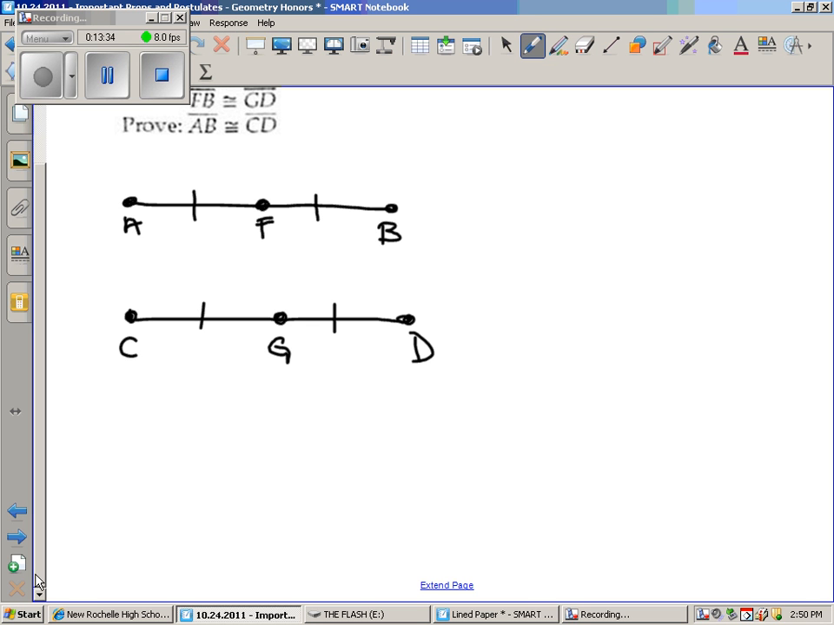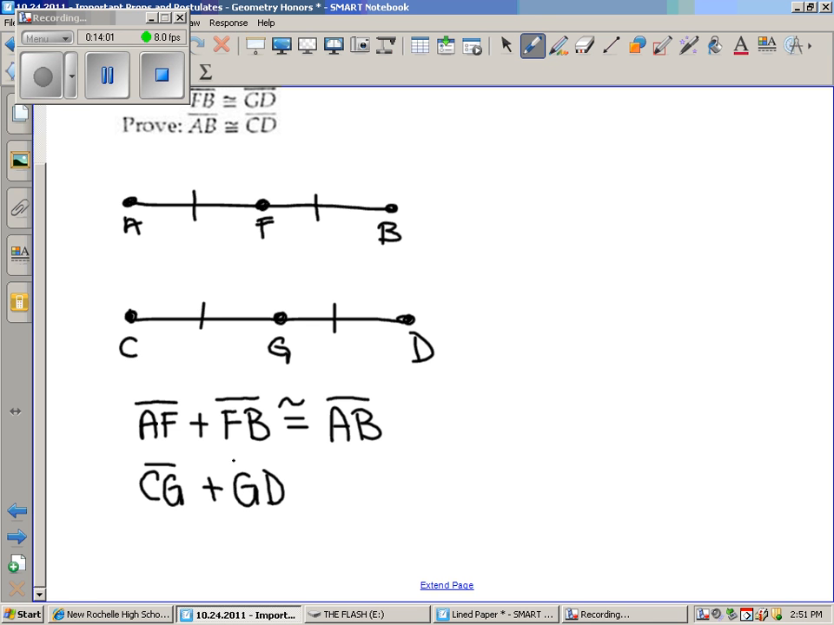What I would say is that AF plus FB is congruent to AB. Is that true? And that CG plus GD is congruent to what? And this is all by partition.